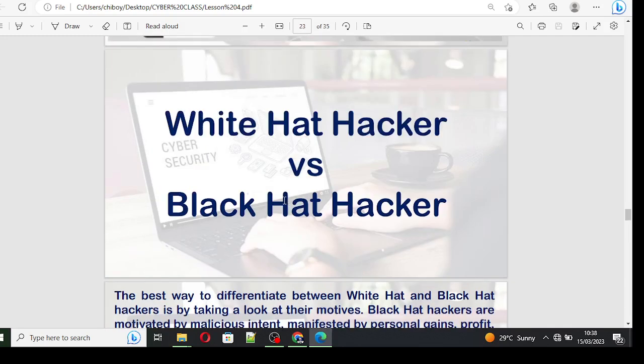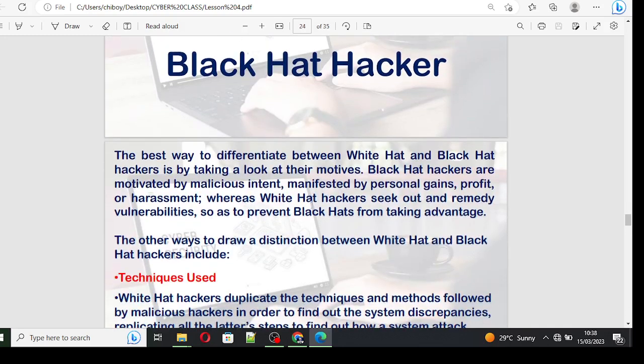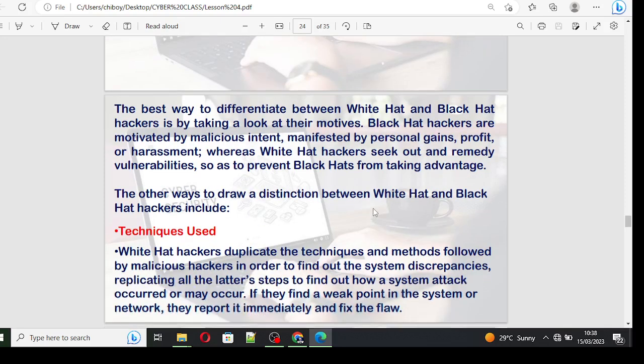Now, when we talk about white hackers and black hackers, the best way to differentiate between white hat and black hat hackers is by taking a look at their motives. Black hackers are motivated by malicious intent, like bad things, a bad mindset, manifested by personal gains, profits, or harassment. Whereas white hackers seek out and remedy vulnerabilities, so as to prevent hackers from taking advantage.